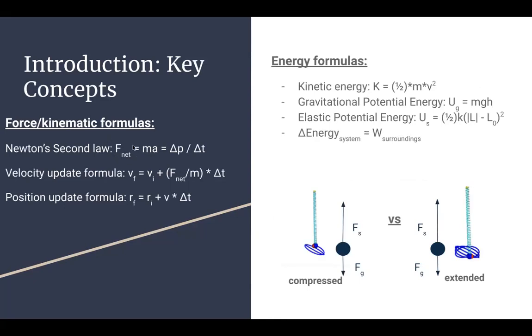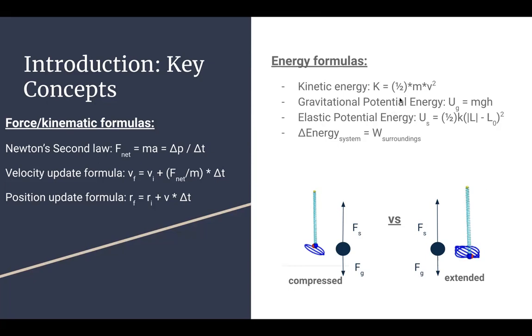So we just have Newton's second law, which is F equals ma, or in this case, the momentum principle, which is delta P over delta T is the force, and the velocity update formula and the position update formula, which we've been over multiple times. And then we're comparing the spring when it's at the top here to the spring when it's at the bottom. That motion is what's going to change the amount of energy in the system, and that we're going to find with a bunch of these equations.